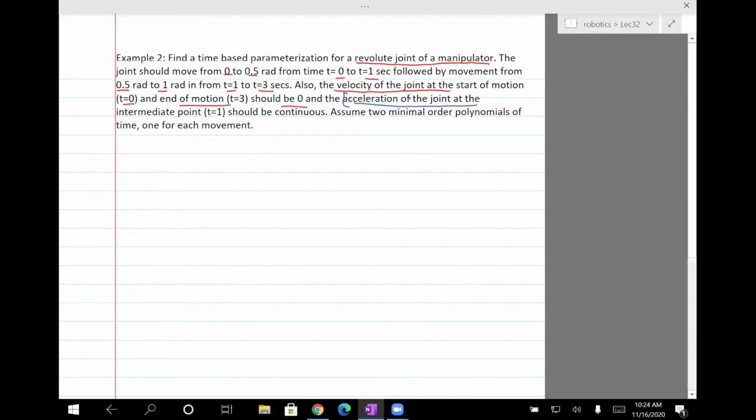However, the thing which has changed from example 1 is this part. The acceleration of the joint at the intermediate point at t equals 1 should be continuous. If you remember correctly, in the last example, I said that the velocity at the point t equals 1 should be 0.2. Here, however, it's stated that the acceleration should be continuous at t equals 1. So again, you will notice that there'll be 4 conditions. The fourth condition comes because of acceleration, and then you will have 4 for the first part and 4 for the second part, so you'll have a third order polynomial. Let me write this down because it may not be very obvious to some of you.